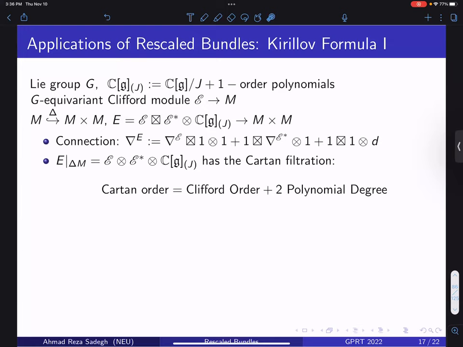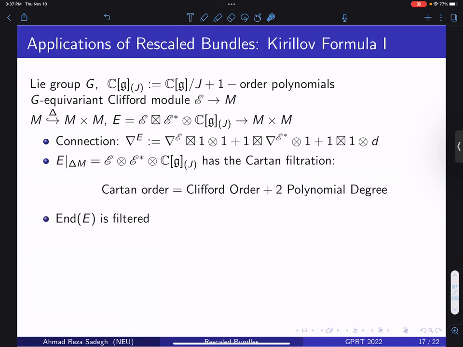The filtration you get over the restriction of that vector bundle is something I'm going to call the Cartan filtration. I will explain why I call it that. I define the Cartan order of this filtration as the usual Clifford filtration coming from epsilon tensor epsilon star, which is what we had in the case of spinors, plus two times the polynomial degrees. This is very similar to the Cartan model of equivariant cohomology. So that's why I use this language. I call it the Cartan filtration because it's going to be related to the calculation of the local index.